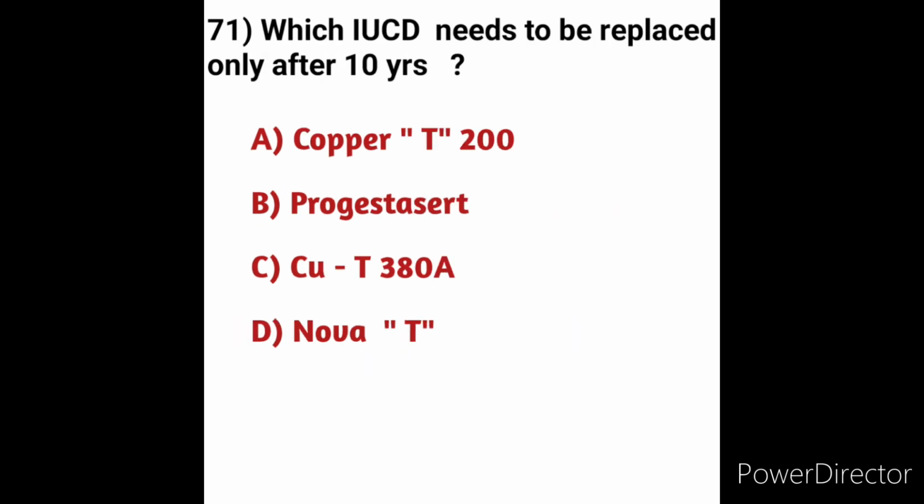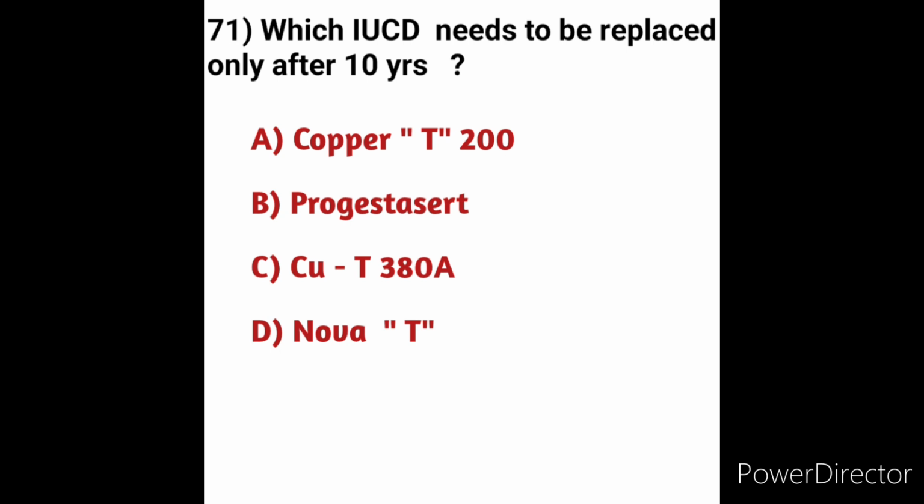Which IUCD needs to be replaced only after 10 years? IUCD means intrauterine contraceptive device. Which IUCD needs to be replaced only after 10 years? We will see the options. Option A, Copper T200. Option B, progesterone. Option C, CuT 380A. Option D, Nova T. We will see all of the options.